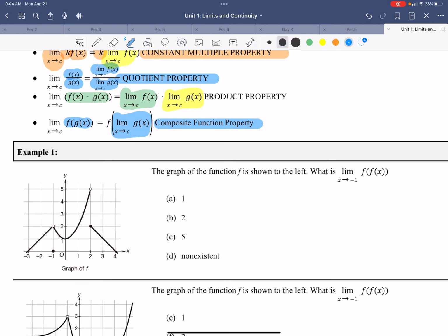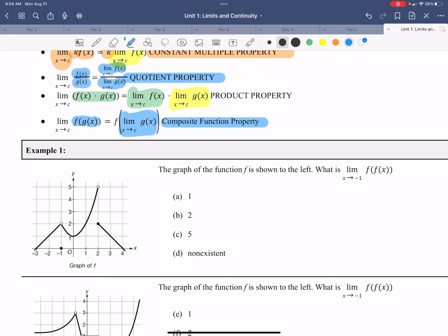It says the graph of the function f is shown to the left. So there's our function f. And it asks, what is the limit as x approaches -1 of f of f of x? It looks complicated, but to do this you have to put the limit inside the inner function. So you write f of the limit as x approaches -1 of f of x.